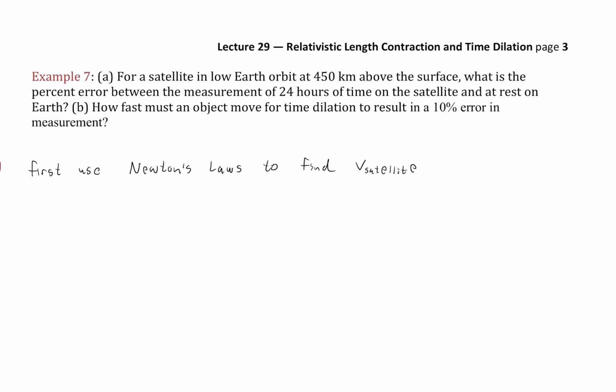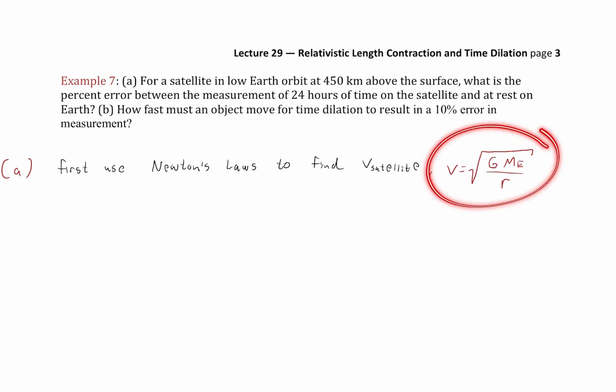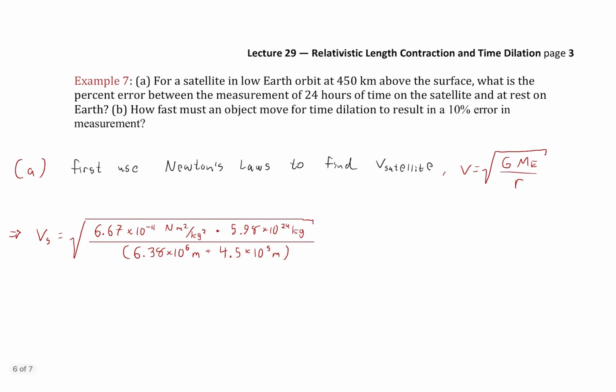Well, first we're going to use Newton's laws to find the velocity of the satellite. And that's simply a matter of balancing the centripetal force with the universal gravitational force. We find that the velocity of the satellite is equal to the square root of the gravitational constant times the mass of Earth divided by the distance of the satellite from the center of Earth. Notice that this velocity is independent of the mass of the satellite, as it should be. Plug in our particular values, including the gravitational constant, the mass of the Earth, and the radius of the Earth plus the altitude of the satellite, which gives us our overall distance.